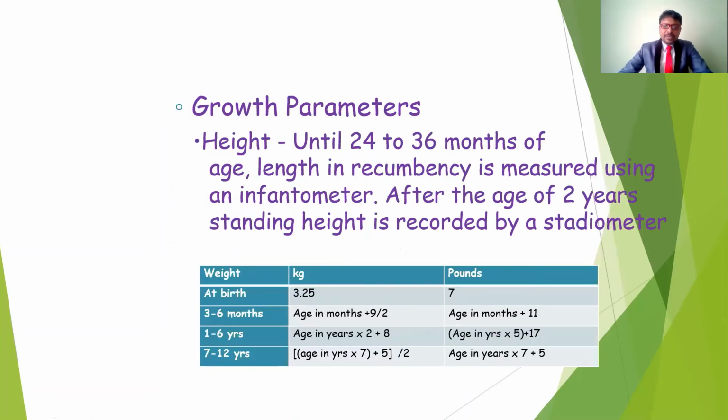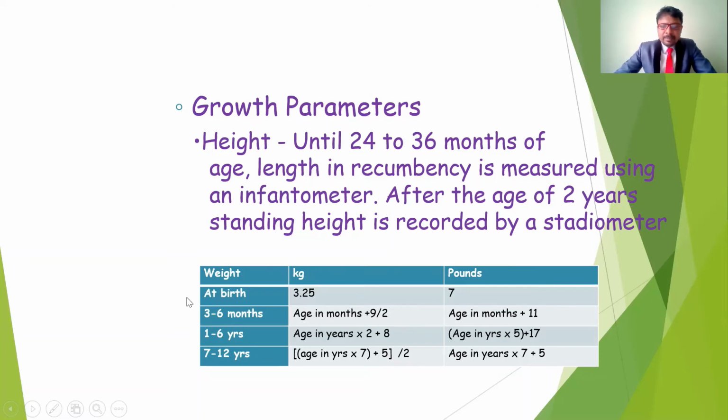Now, the height of the baby. Until 24 to 36 months of age, the recumbent length is measured using the infantometer. After the age of 2 years, the standing height is recorded by the stadiometer. So these things we have to know about the height of the patient.